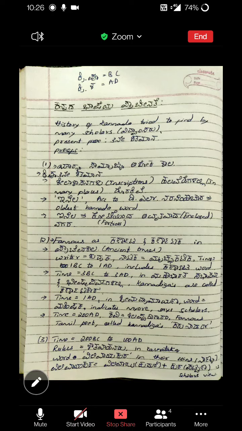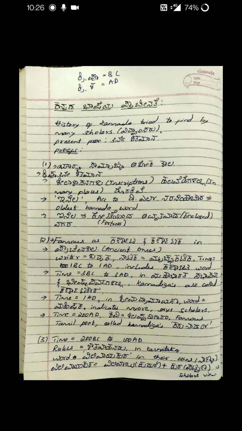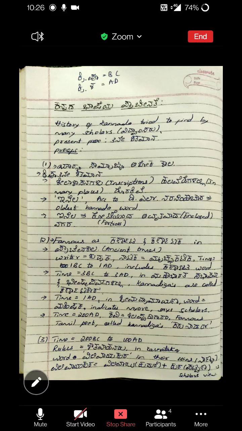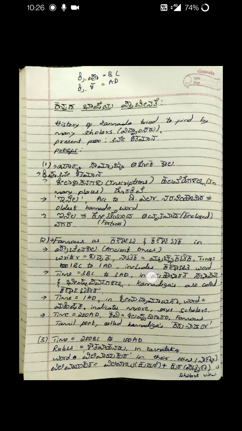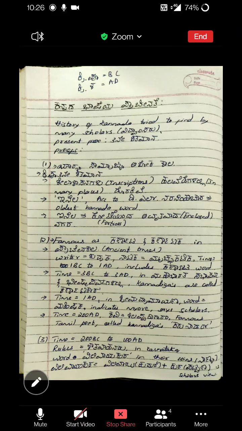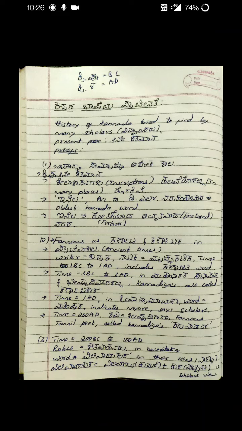The next is during 1 AD, in the Srimad Ramayana, the word Mahishaka indicates Mysore. So even in this, the word Mahishaka was there, which was referred to as Mysore. During 200 AD, Kavi Shilappa Digarama, a famous Tamil poet, called Kannadigas Karunadaru.